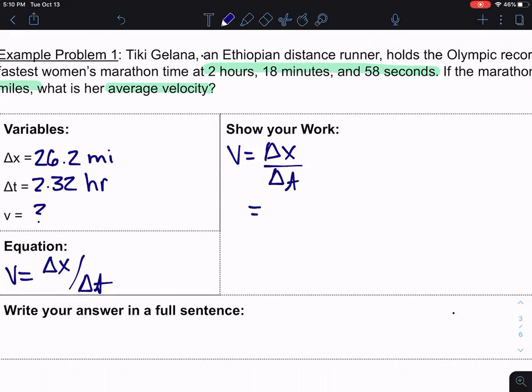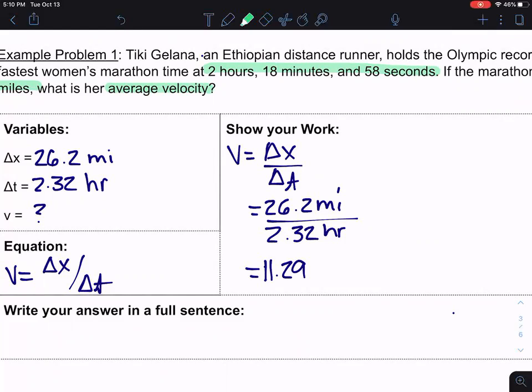And then I'm going to plug in my numbers. So delta X is 26.2 miles, and delta T is 2.32 hours. And then I'm going to plug that into my calculator to find my answer. So the fraction bar is division. So I'm going to do 26.2 divided by 2.32, and that comes out to be 11.29. I'm rounding.